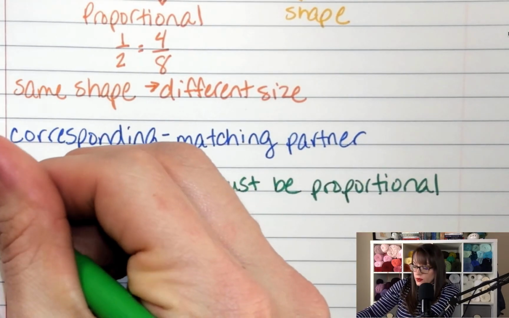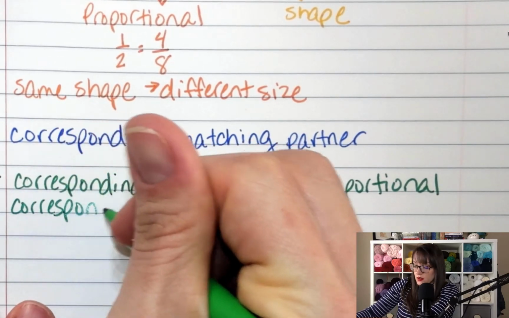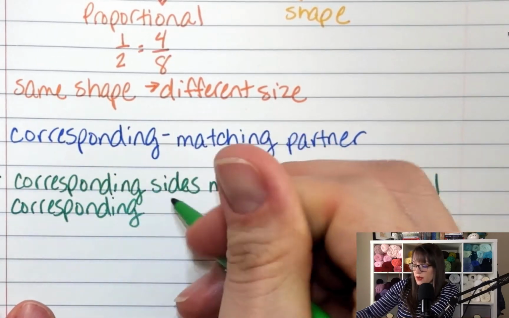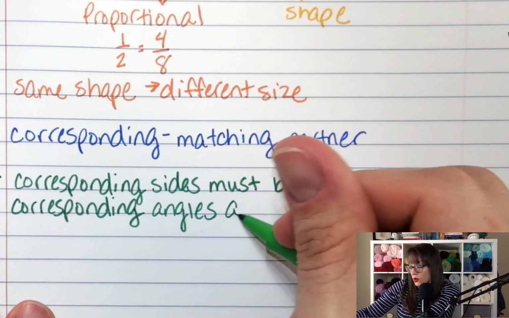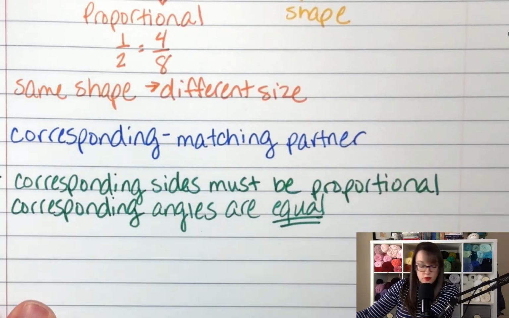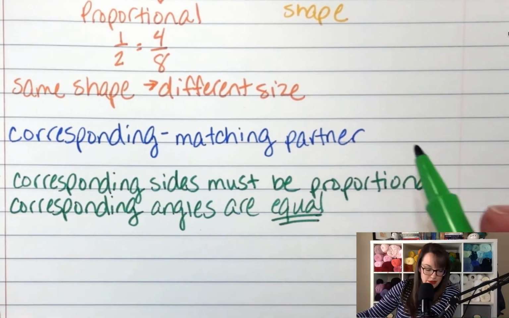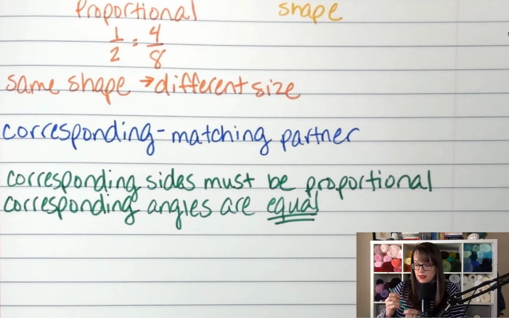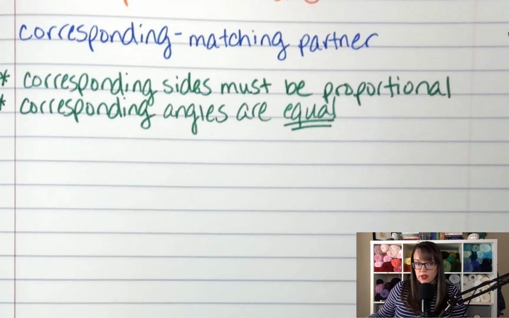The other rule, this one's easier. Corresponding, which again means matching, corresponding angles are equal. No ifs, ands, or buts. They have to be exactly the same measurement. All right, let's look at two triangles.